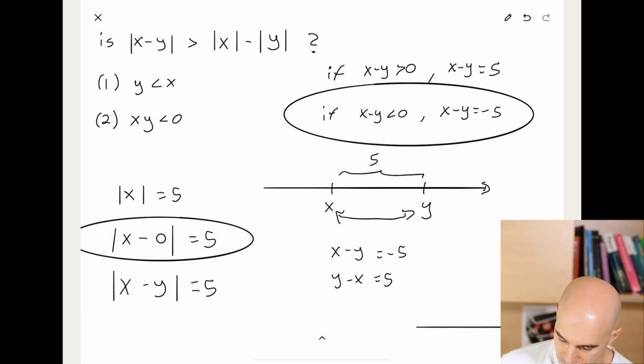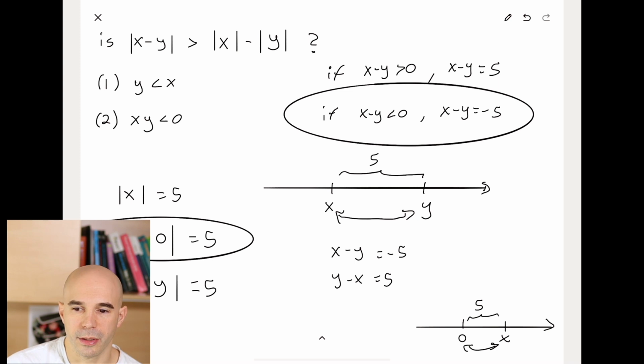You would say, look, I don't know which one is on the left and which one is on the right, but what I do know is that they're exactly 5 units away from each other. And that translates into x is either 5 or negative 5. Or if it's to the left of 0, then you just know that it's negative 5, because it's 5 units away. Yeah, if it's to the left of 0, it'll be negative. And if it's to the right of 0, it'll be positive.